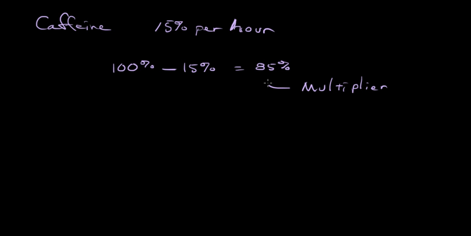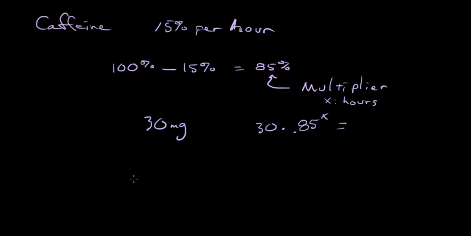A multiplier, in this case, let's suppose we start off with caffeine. Let's say we start off with 30 milligrams of caffeine. So 30 times 0.85 to the x power. That's going to tell me how much caffeine I have. X is the number of hours. So that's going to tell me how much caffeine I have in my system after x hours.